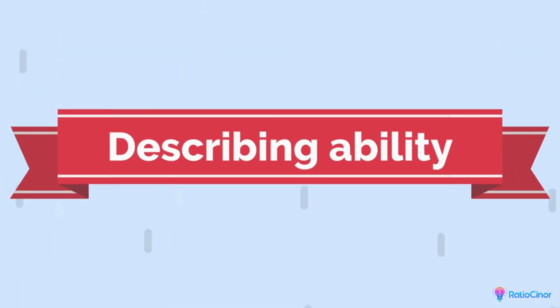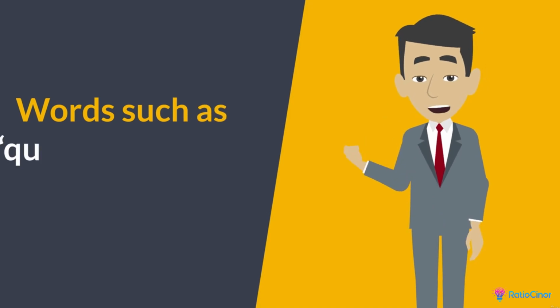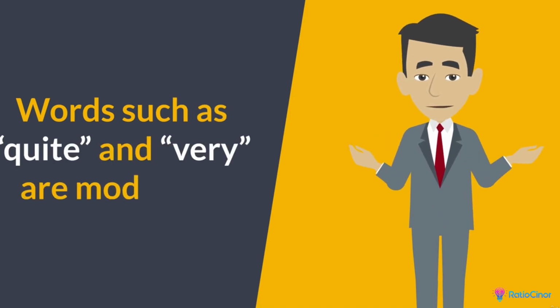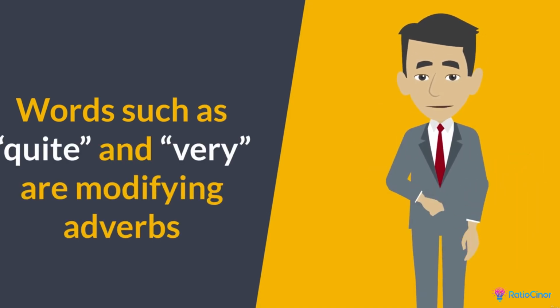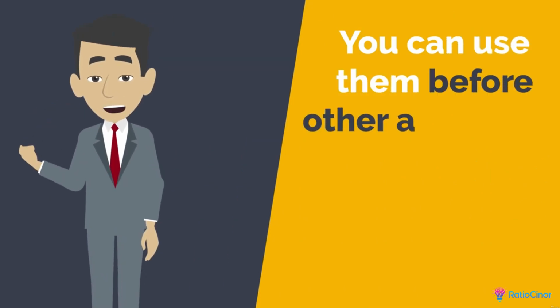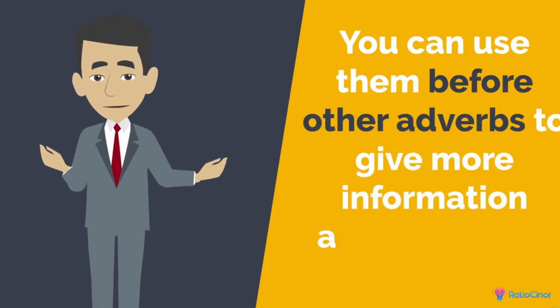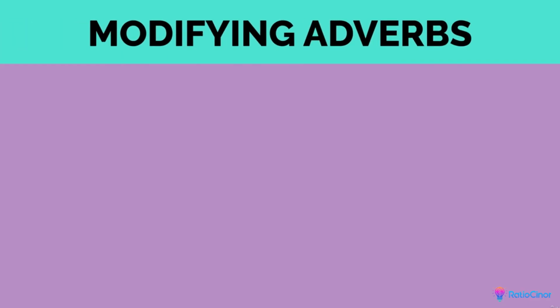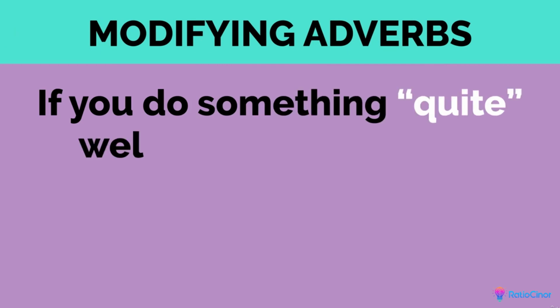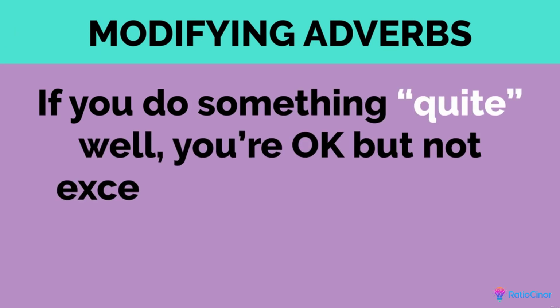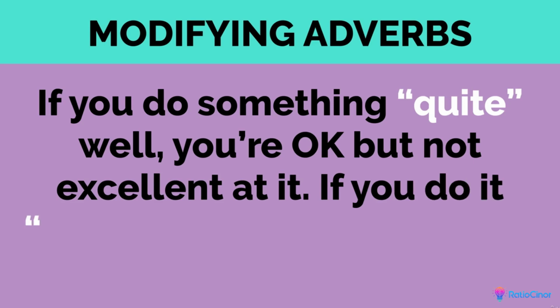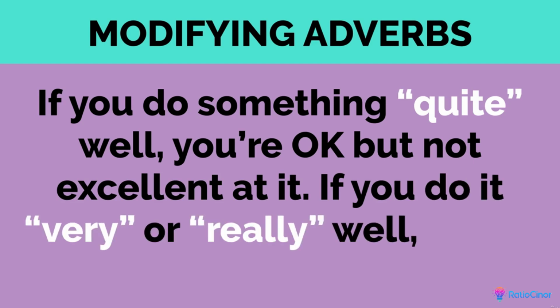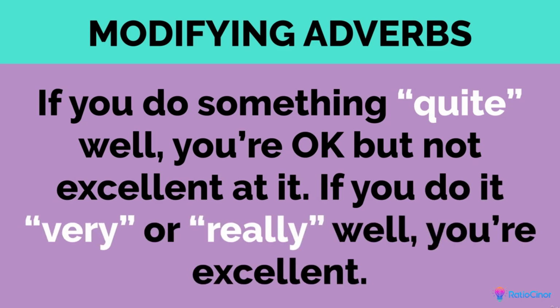Describing ability. Words such as quite and very are modifying adverbs. You can use them before other adverbs to give more information about how you do something. Modifying adverbs. If you do something quite well, you're okay, but not excellent at it. If you do it very or really well, you're excellent.